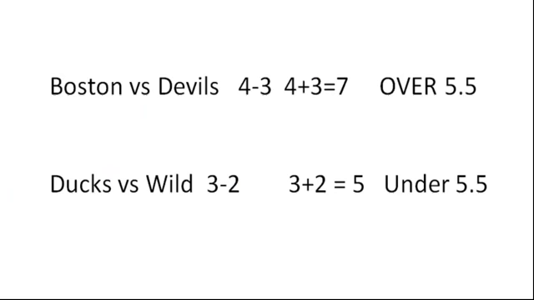If you're totally new to betting, here is a simple example for you to understand game totals. For example, Boston is playing against the New Jersey Devils and the score is 4-3. Now we need to add up both the team scores, so that's 4 plus 3, which equals 7, which means that was over 5.5 goals. So if you place a bet for over 5.5, then you would have won. Another example is the Ducks against Wild. The score was 3-2. 3 plus 2 equals 5, which means this game was under 5.5. So if you played under 5.5, you would have won.